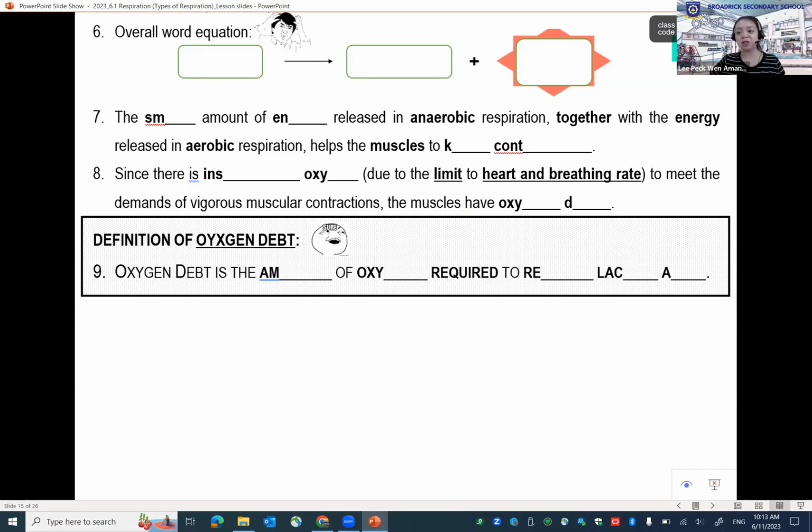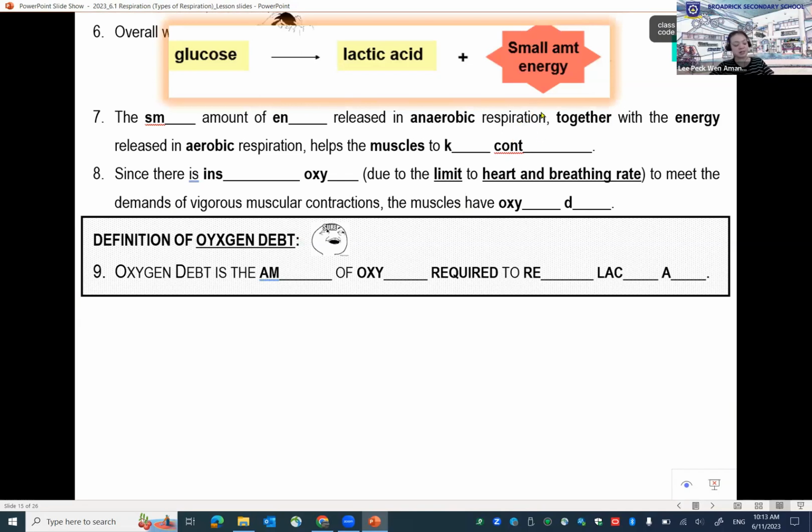I hope that was useful to help summarize what we have learned. So we are now at page 6, at the bottom of your notes, on point number 6. All right, so the word equation for anaerobic respiration is glucose being partially broken down to give you lactic acid and a small amount of energy. And why is it being partially broken down? Because it's done without the presence of oxygen.